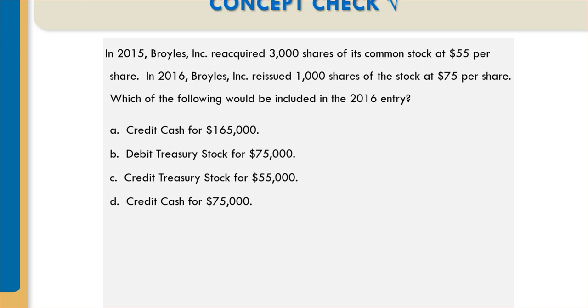here. I'd say that with this problem, the assumption is that Broyles only has one group of shares in their treasury. And this is the 3,000 that they acquired in 2015 at $55 per share. In 2016, they're going to take 1,000 of those shares, 1,000 of the 3,000, so they're going to have 2,000 that's going to remain in the treasury, and they're going to send 1,000 out there, so it'll be outstanding, at $75 per share.